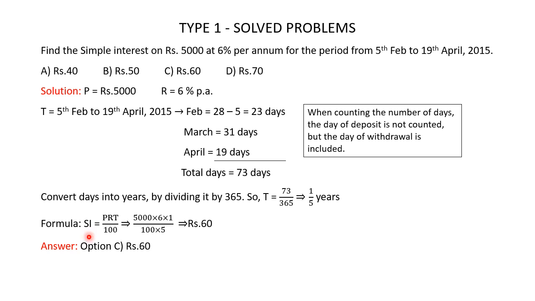Since the formula for SI is PRT divided by 100, substituting all these values in the formula here, we get SI is equal to 5,000 multiplied by 6 multiplied by 1 by 5 divided by 100. On solving this, we get the simple interest as rupees 60. So the correct answer is option C, rupees 60.